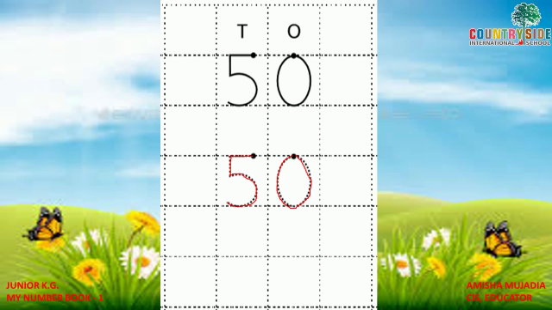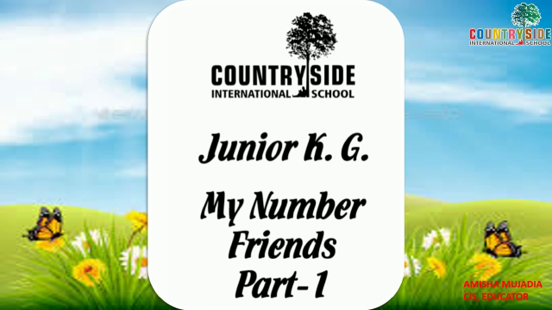5, 0, 50. You need to write 5 in the tens place and 0 in the ones place. It's 5, 0, 50. Now kids, open your number friends book.